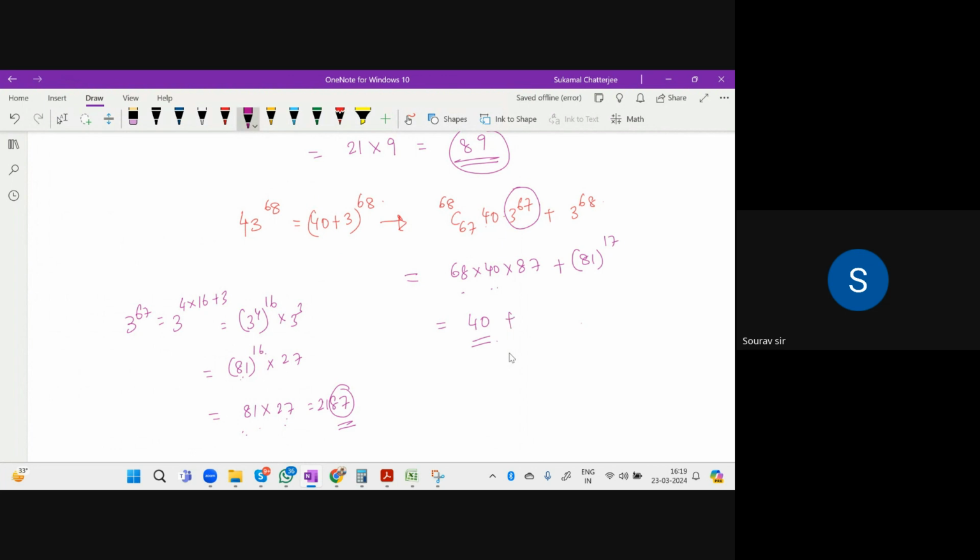So this one would be 8 7s are 56, 61. So that means 4610, so 01.